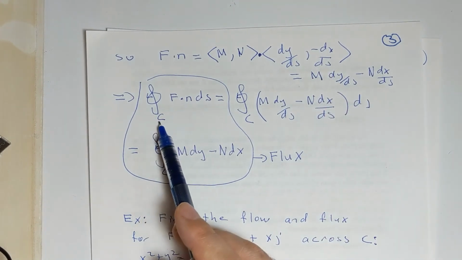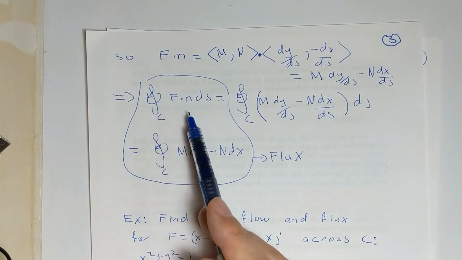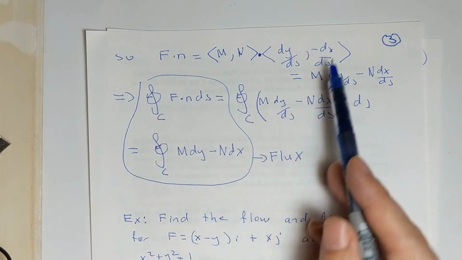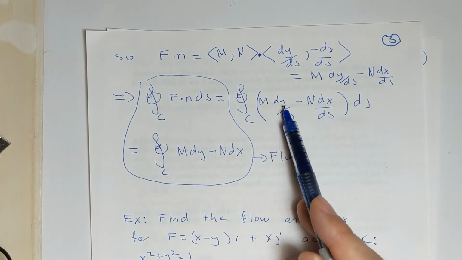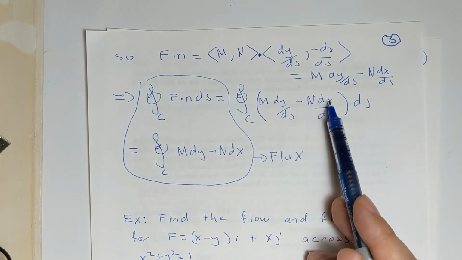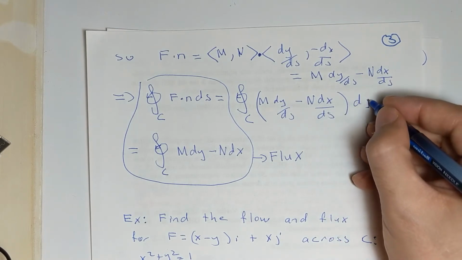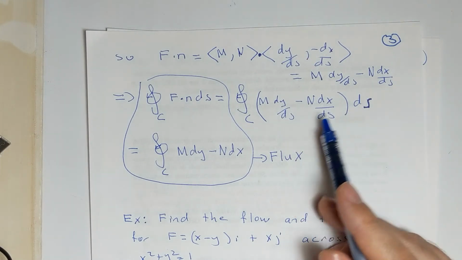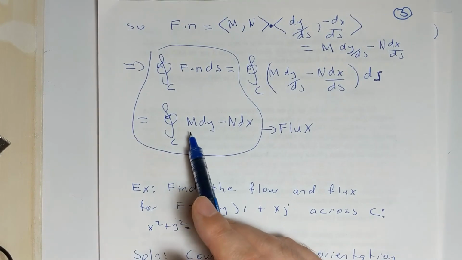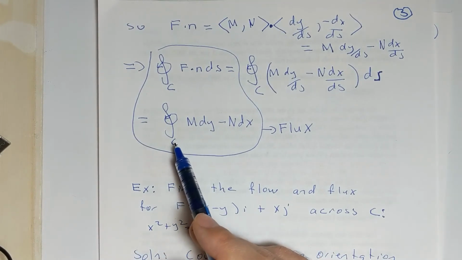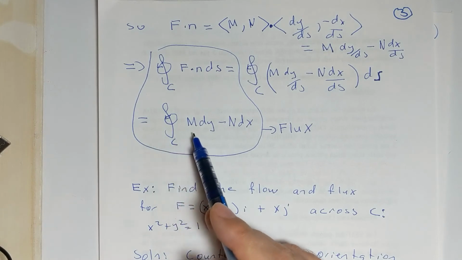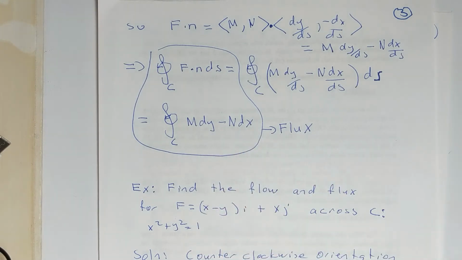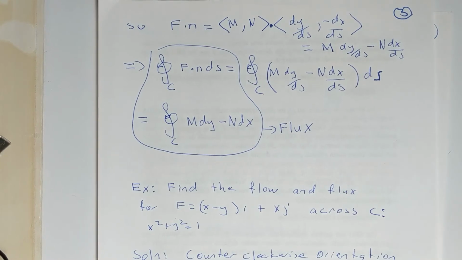Okay? So along the closed loop C, we're going to have the integral of F dot n ds is the same thing as the integral along the curve of M dy/ds minus N dx/ds times ds. Now, of course, because of the chain rule, where ds is the arc length differential, the ds's cancel each other out. So we have this formula. I don't know what it means yet, but we are taking the integral along the loop, counterclockwise direction, of M dy minus N dx. Okay, so this is basically the flux. This is the amount of stuff leaving the region.